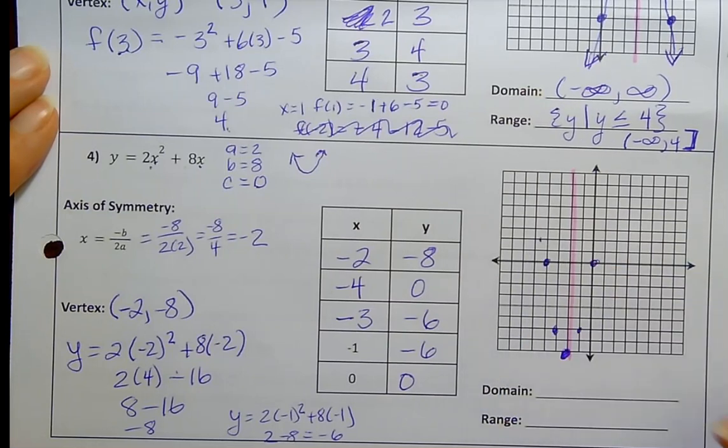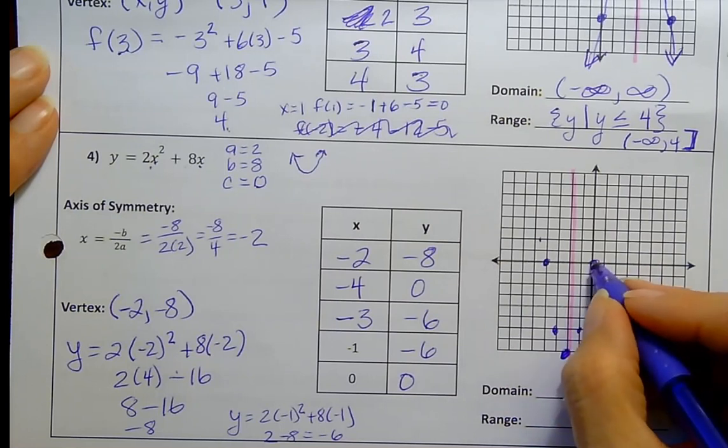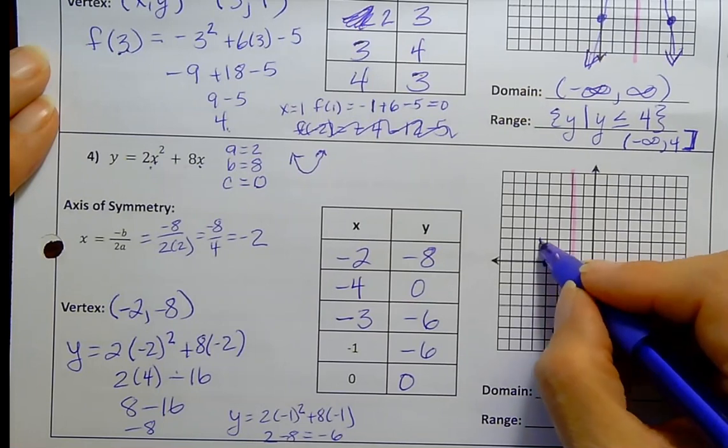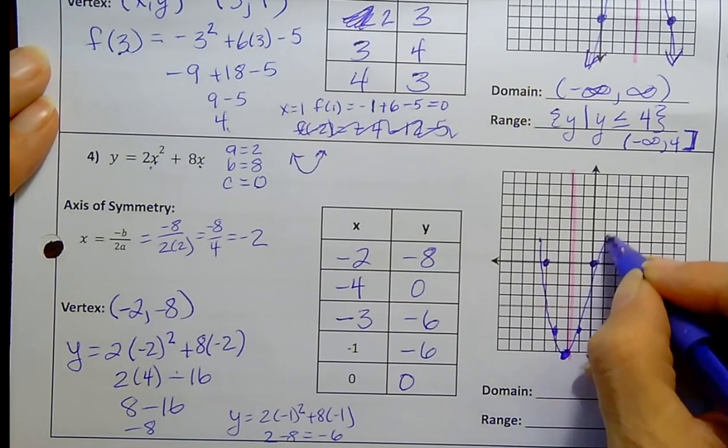So did I plot all my points? There's a point at 0, 0 right there. I just did. 1, 2, 3, 4, 5. Okay, we've got 5 things plotted. So we're going to go ahead and show that this would be our parabola.